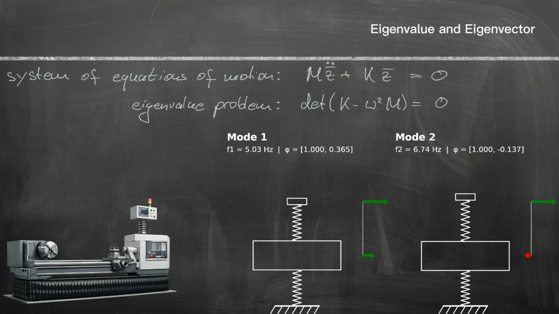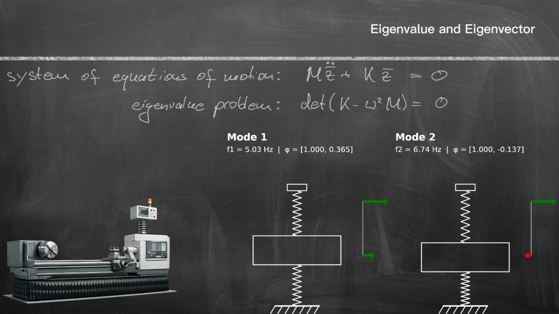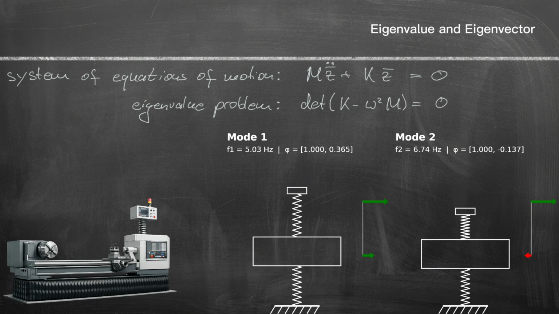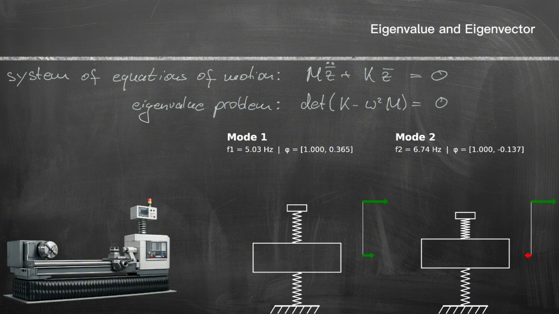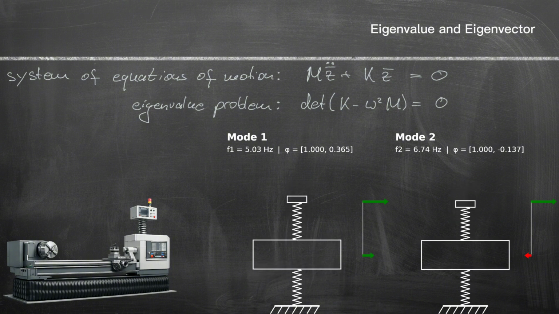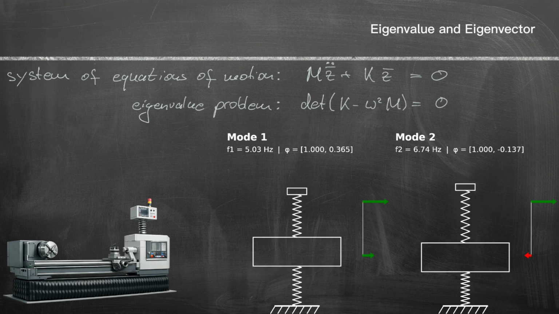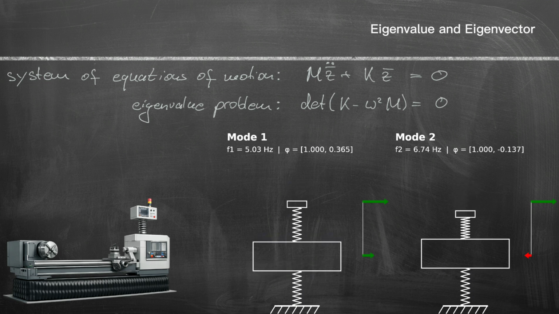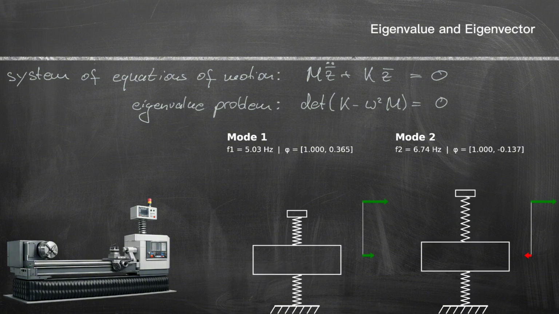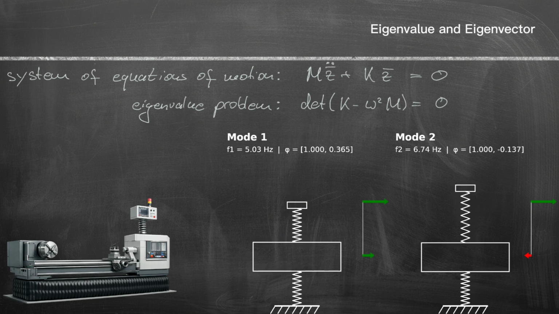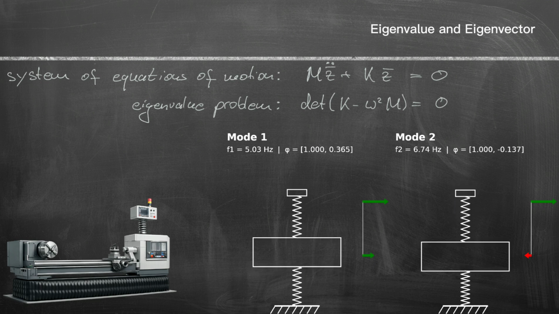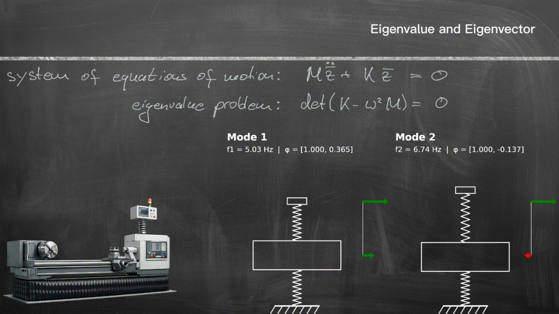The eigenvector in general is normed, so that the degree of freedom with the highest amplitude is 1, and the others are scaled relative to it. Mode 2 vibrates at 6.74 Hz as natural frequency, but the masses move in opposite directions, also called out of phase, which is shown with the arrows pointing in different directions. Mass 1 has approximately 7 times the amplitude of mass 2, which can be seen in the eigenvector phi equal to 1 and minus 0.137.